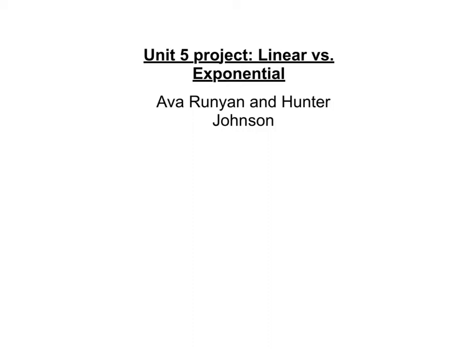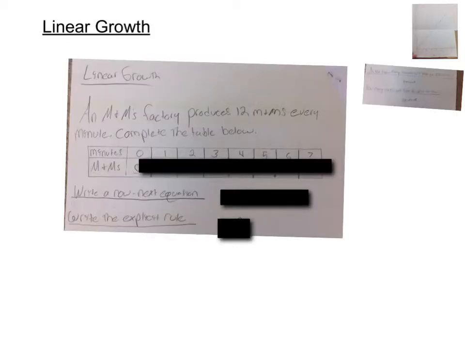This is our Unit 5 project on linear versus exponential calculations. This project was made by Ava Runyan and Hunter Johnson. An M&M's factory produces 12 M&Ms every minute. You should complete the table below, and when you finish, your table should look like this.